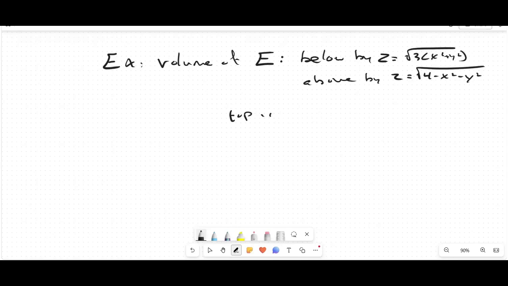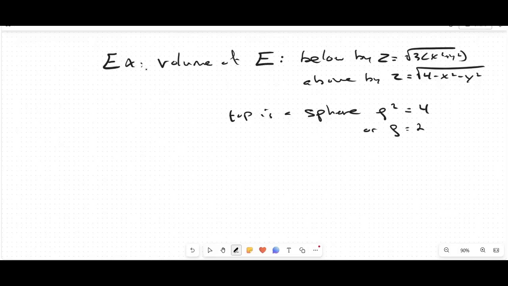The top is a sphere. Right there. Of radius, so if I square both sides, I get rho squared equals 4. Right? You bring the x squared and the y squared along with the z squared, you get rho squared equals 4. Or rho, the distance from the origin, is 2. The bottom is a cone.